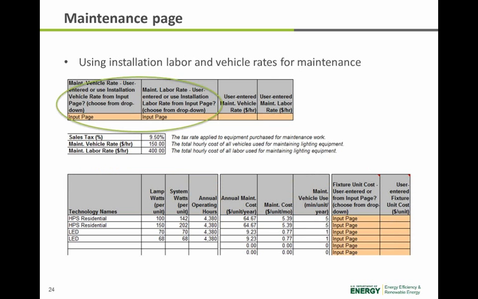Okay, on to the maintenance page. This is the user override section of the maintenance page where the user can decide if they want to use the installation and labor and fixture costs entered on the input page, or if they want to enter a unique cost for maintenance costs. For example, if they had a third party handling the maintenance. But in this case, this municipality is using the same labor and vehicle resources for original installation as they are for maintenance. So in the green oval there, you can see that I've chosen input page for the vehicle and labor rates.